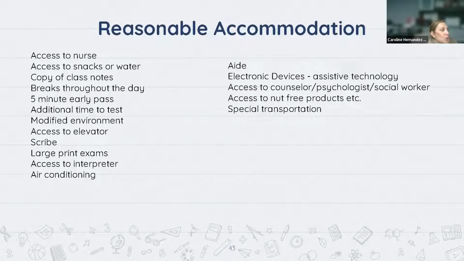It could be something where someone might need access to the nurse, access to the bathroom, to snacks or water, a copy of class notes, breaks throughout the day. Some students who might have a mobility issue might require additional time in the hallways when they're not crowded, additional time to take tests. I mean, this is certainly not an exhaustive list, but it could be anything from classroom accommodations of a scribe. And that's an interesting one because one of the things that the ADA Section 504 says is that just because it is an intermittent or episodic disability does not necessarily bar a student from having these accommodations.